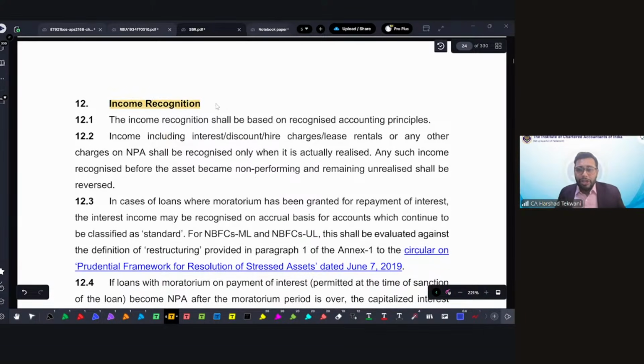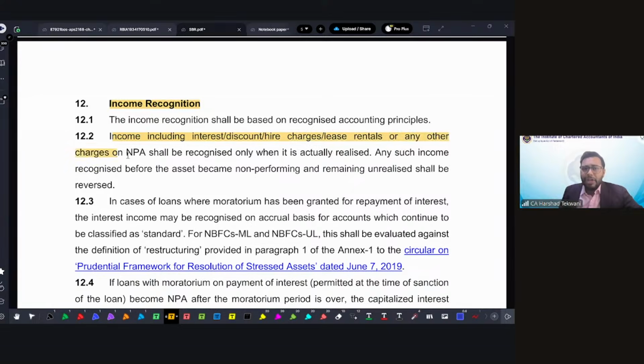These income recognition requirements are part of the prudential regulations, prudential norms. And we have to make sure that, when we are doing the audit, these requirements are met by the companies or NBFCs. Now, this particular requirement, income recognition, says that income, including interest, discount, hire charges, lease rental, or any other charges on an NPA, shall only be recognized when it is actually realized.